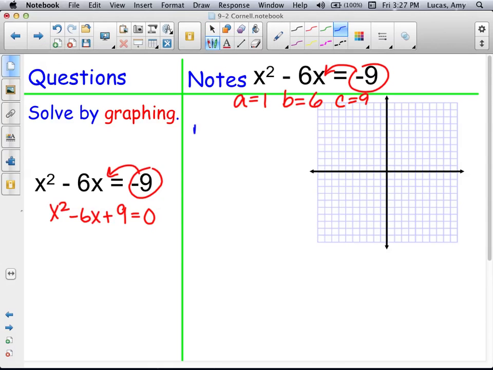Okay, axis of symmetry. X equals the opposite of B over 2A. So -6 over 2 times 1, which is 2. The axis of symmetry, x equals -3. So here's my axis of symmetry.